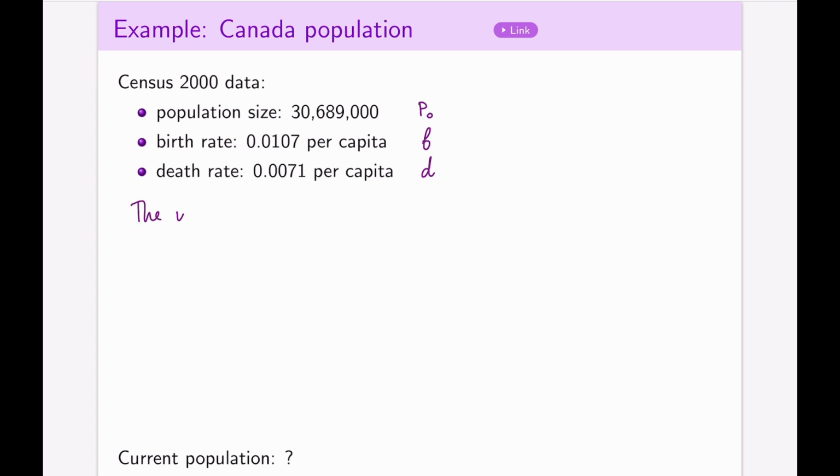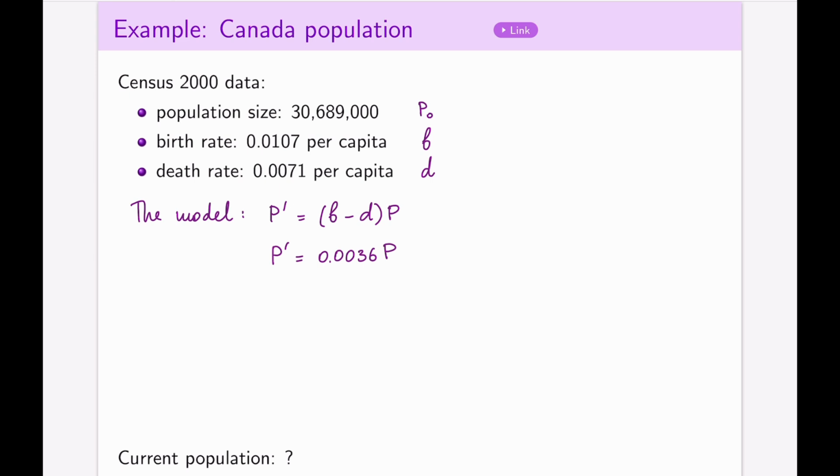So the model itself is going to be that P prime, the rate of change of the population, is the birth rate minus the death rate times the population size. Now, I actually have numbers here that I can plug into my model. So I can take the values for B and D and plug them in. I'm going to do a little arithmetic on the side in order to figure out what B minus D actually is as a decimal. And I'm going to end up with B minus D, so this number minus this number, is 0.0036. So this is fantastic news.